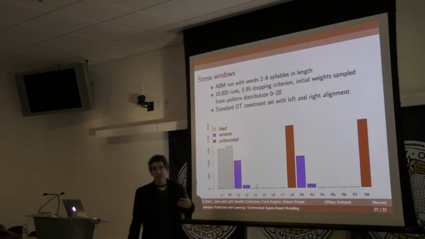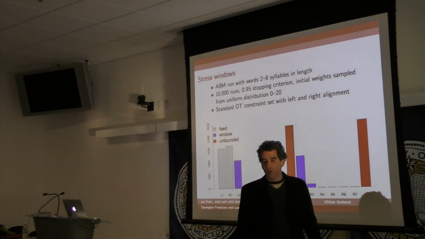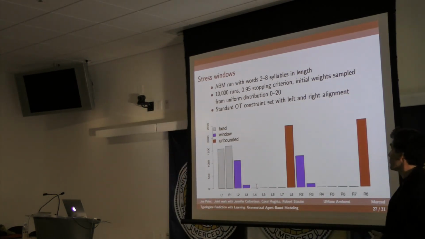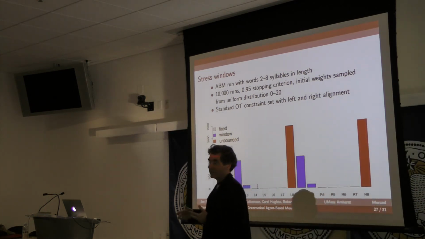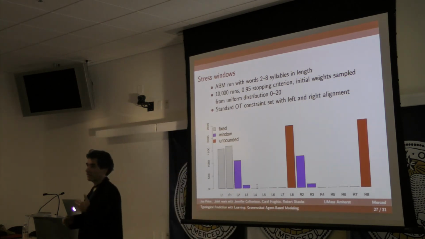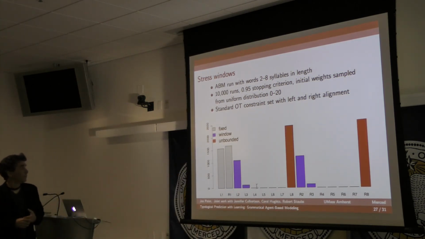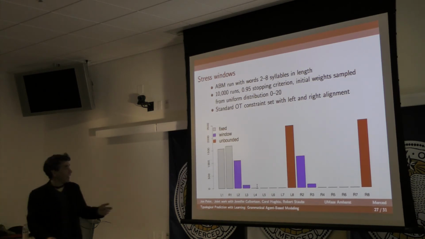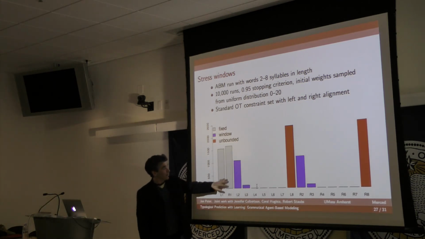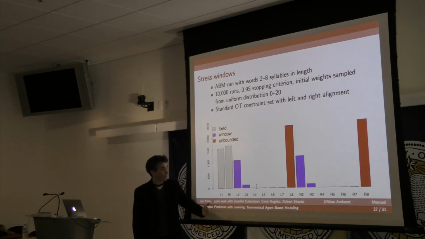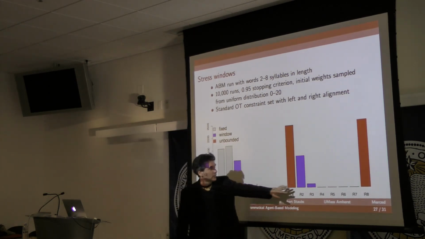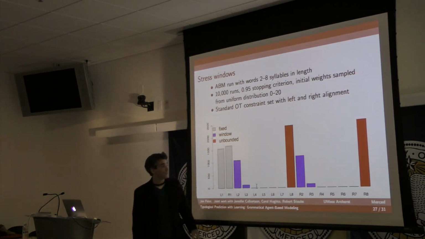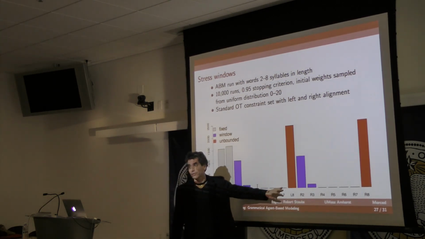This is the agent-based model run like the other one that I showed you earlier. But now we're looking at words from 2 to 8 syllables in length. We're using a standard OT constraint set, which has many more constraints than the ones I've been talking about so far. We start by sampling from a uniform distribution from 0 to 20. And what you see is that you get, these are the languages that have stress on one side, either left or right. You get 2-syllable windows. You get 3-syllable windows, but out of 10,000 runs, there were no instances of 4 to 7-syllable windows.